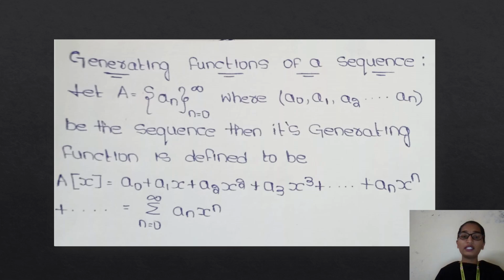Generating functions of a sequence. Here let {a_n}, n = 0 to infinity, where a0, a1, a2 and so on, an be the sequence. Then its generating function is defined to be A(x) = a0 + a1x + a2x^2 + a3x^3 + and so on, an x^n, and so on, which is equal to the summation n = 0 to infinity of an x^n.